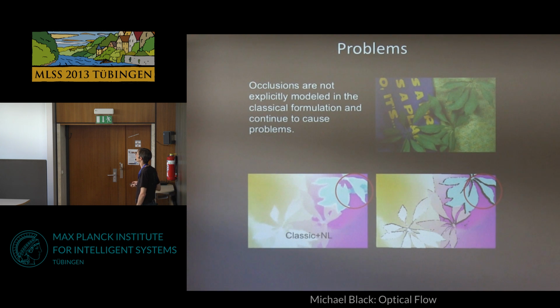It's all in MATLAB. But in the 10 minutes I have remaining, I would like to point out a few problems. So here's classic plus NL applied to this sequence, and you see while it does a reasonable job of maintaining motion boundaries and getting a nice smooth flow that looks like this ground truth, it still screws up in some places where there's really fine structures and occlusion relationships. It misses these very fine bits of the leaf here, and so it's not perfect.